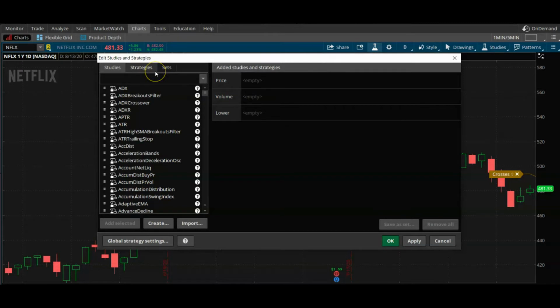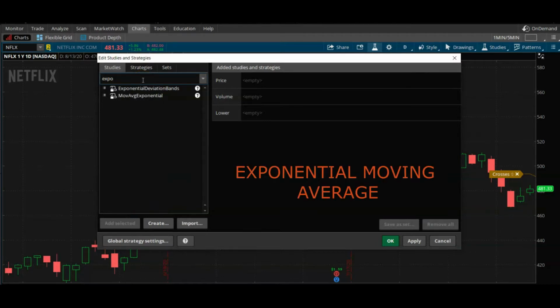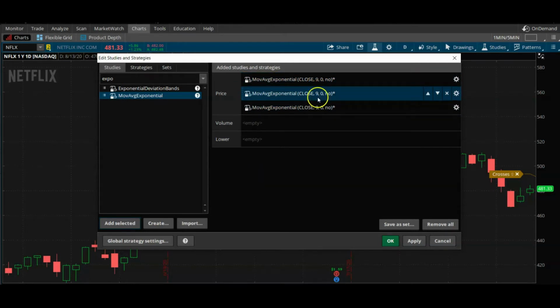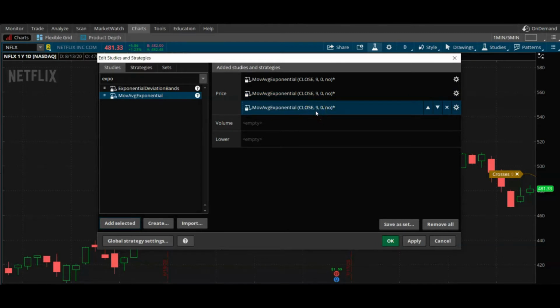First thing we're going to do is populate this section, added studies and strategies, and we're looking for the exponential moving average. So we'll type in expo, see what comes up. Moving average, this one. We want 3 of them, so we're going to add it, add it, add it. It's the same thing, same parameters which we want to change. We want to change the first one to a 3-day moving average, the second one to an 8-day moving average, and the third one to a 20-day moving average.